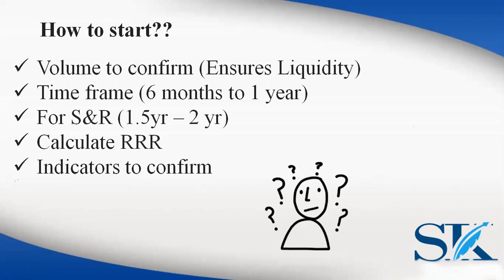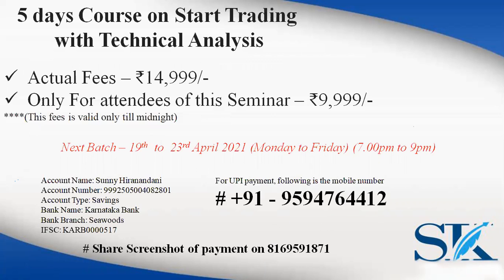Next thing, you will always calculate your RRR, risk reward ratio. If the risk reward ratio is not 1:1.5 or 1:2, don't trade. And last is indicators. Like I showed you, moving average. These are indicators which you can use to confirm your trade.